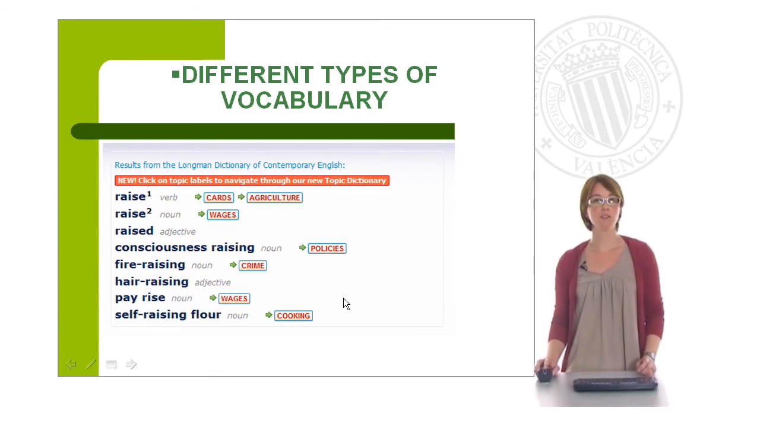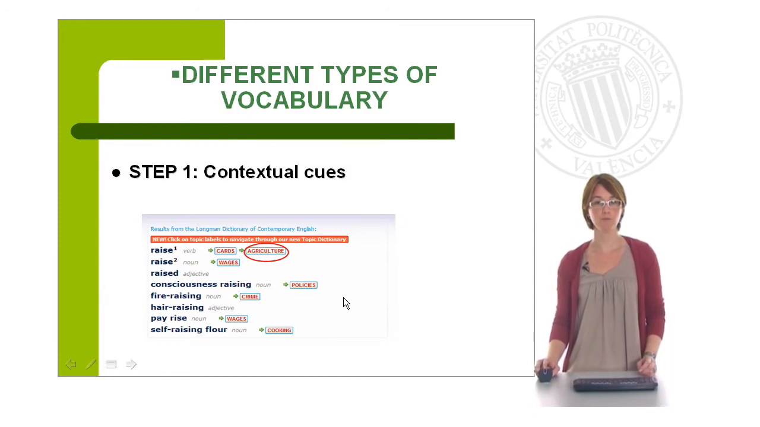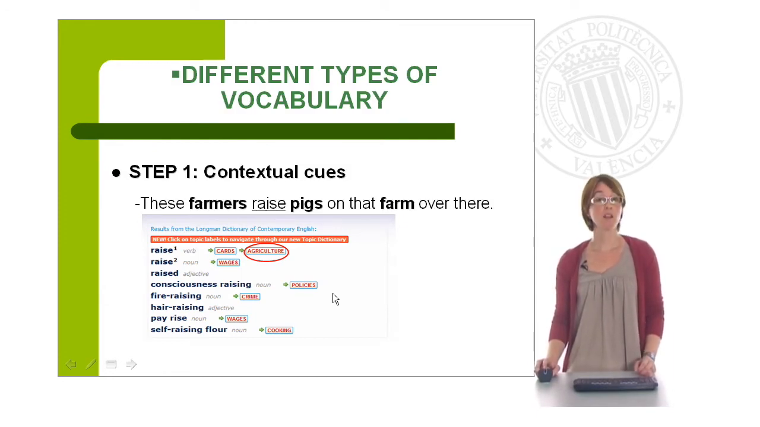Now imagine the following situation. You are given the following sentence. These farmers raise pigs on the farm over there. So, if I ask you to look up the meaning of the word raise in a dictionary, the first step is to look for contextual cues.